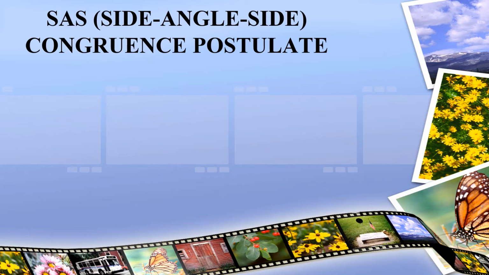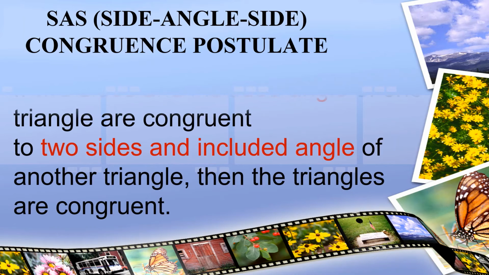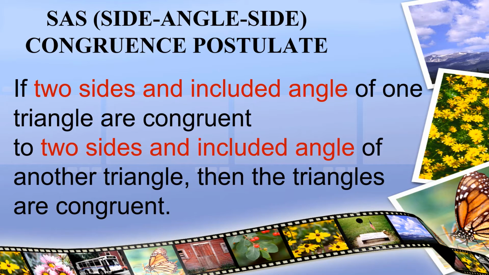Next is we have the SAS Congruence Postulate. Ano ba ang ibig sabihin ng SAS? So we have side, angle, side. Meaning that if two sides and the included angle of one triangle are congruent to two sides and included angle of another triangle, then the triangles are congruent. Okay, kaya kanina, we have our activity regarding the included angle and the included side. Kasi ito nga ay magagamit natin in the congruence postulates.